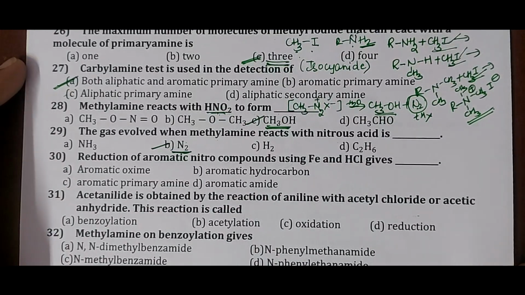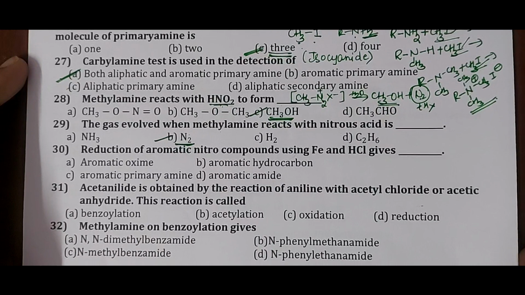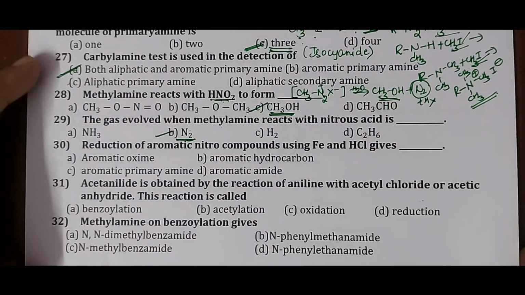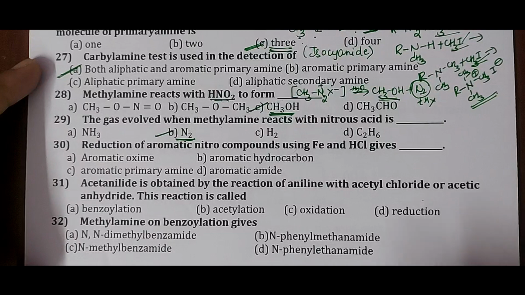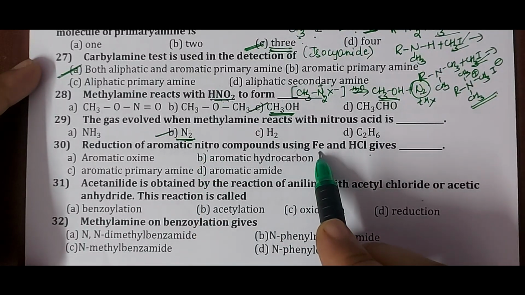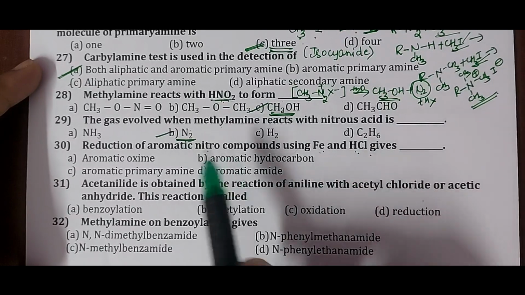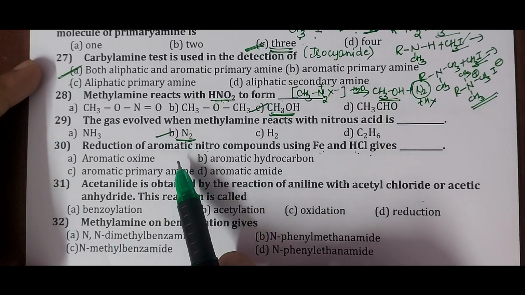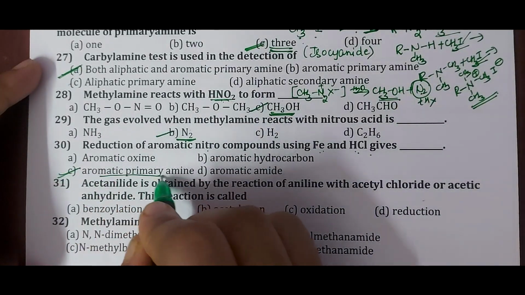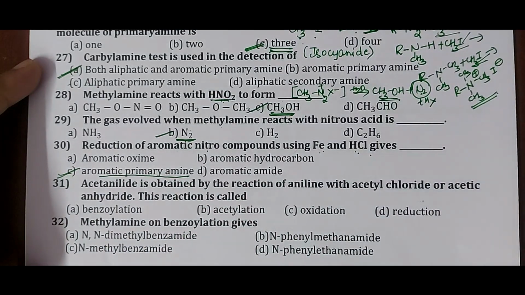Next we'll go with question number 30. Reduction of aromatic nitro compounds using Fe and HCl will result in the formation of... it is usually an amine. So nitro compounds are converted to amines by making use of tin and HCl, iron and HCl. And if it is an aromatic nitro compound, you will get an aromatic primary amine. Hence the correct answer is option C, aromatic primary amine.